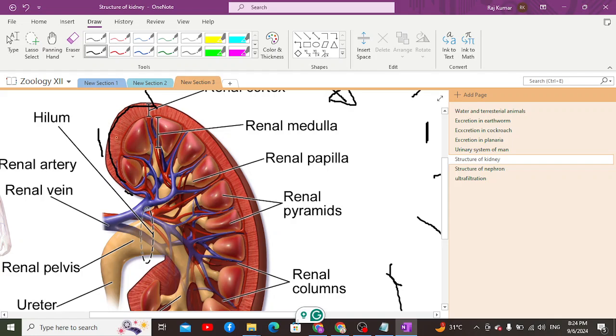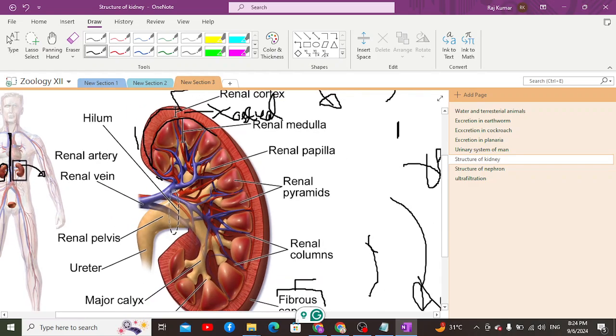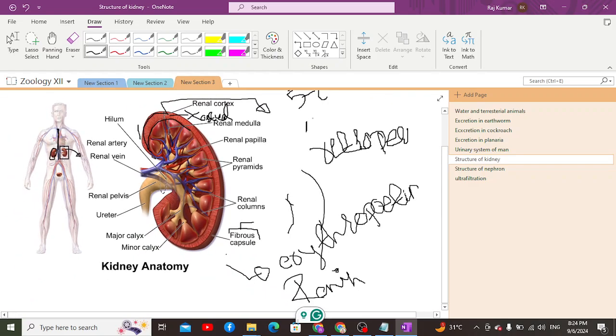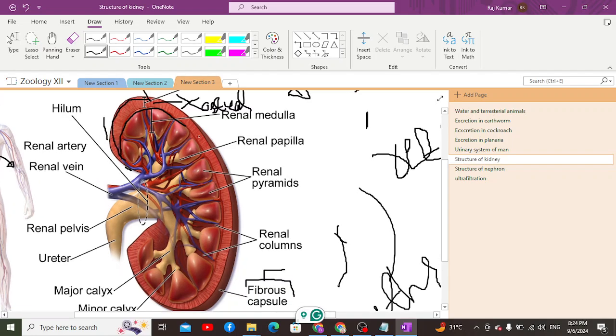Number one is the renal cortex, which is the outer convex region. It is lighter in color, and it basically contains cortical nephrons, as well as the Malpighian body, proximal convoluted tubule, and distal convoluted tubule of the juxtamedullary nephron. We're going to discuss those in the next video as well.